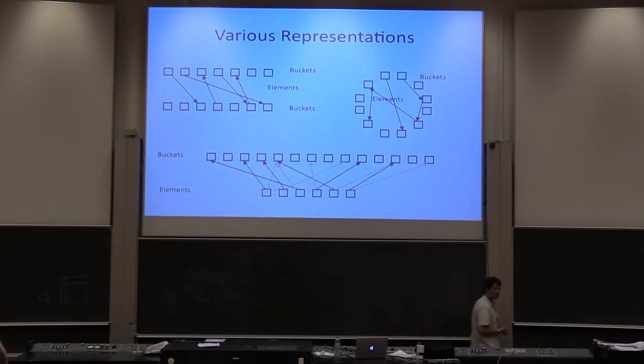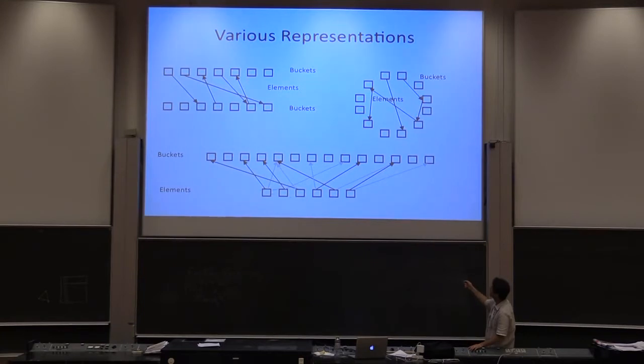Cuckoo hashing is clearly very related to random graphs or random hypergraphs. We'll see in a sec. So there are various natural representations, right? This is what we were looking at just a second ago, a split table approach, where elements would correspond to essentially random edges, in particular random edges that you give some sort of orientation in a bipartite graph.